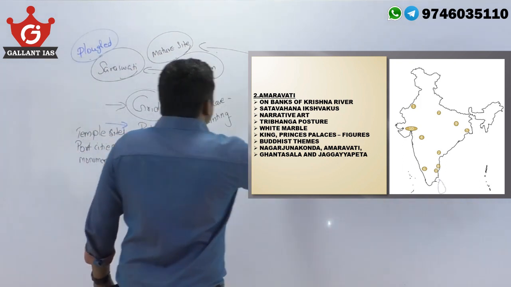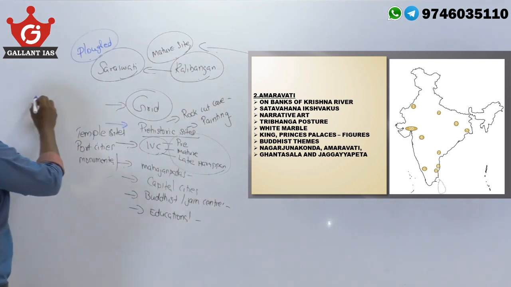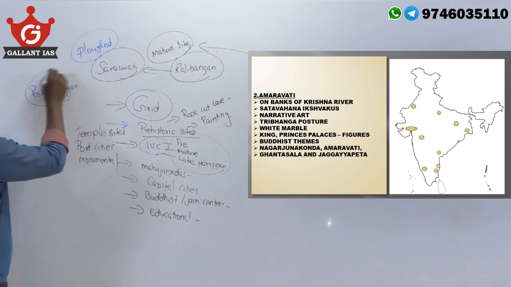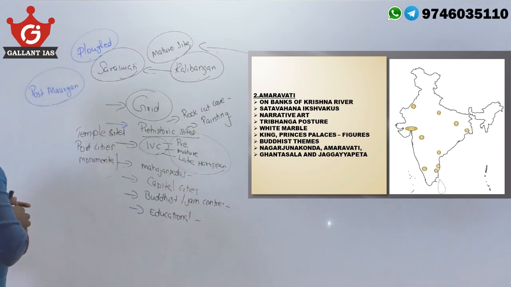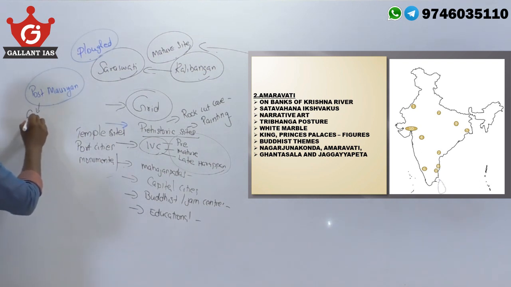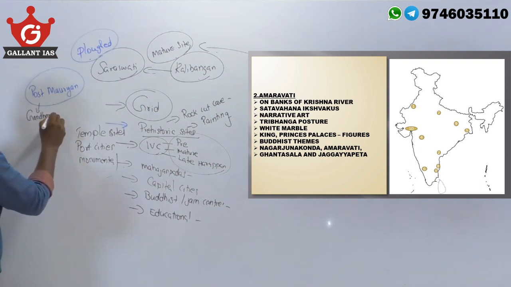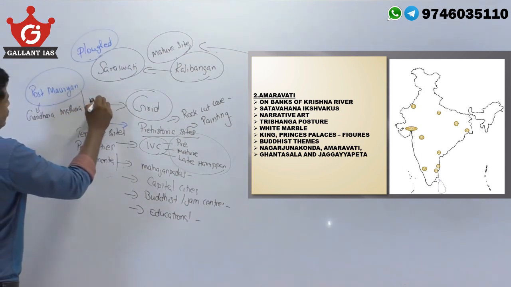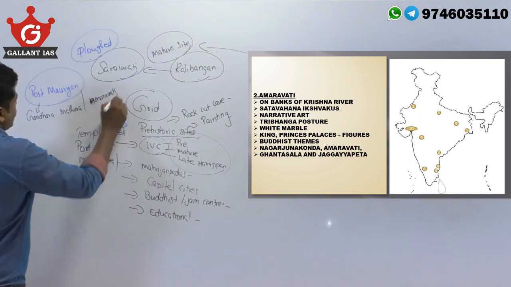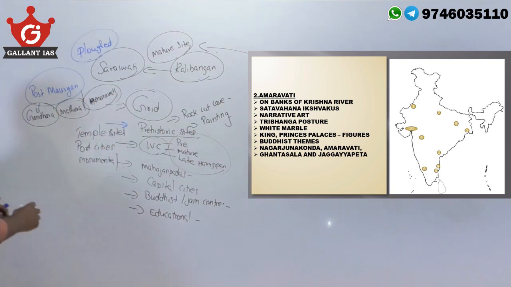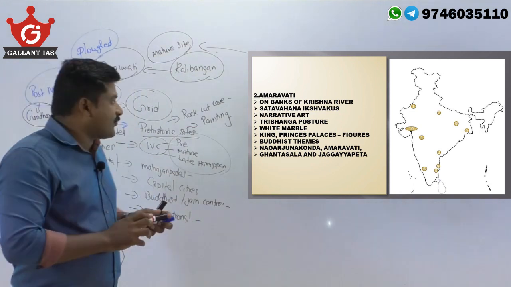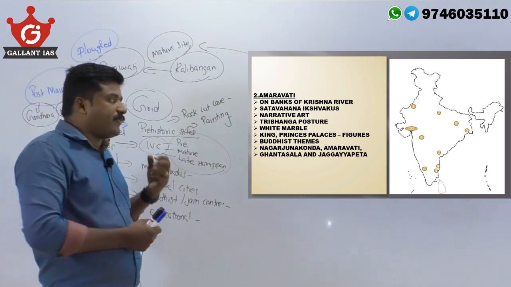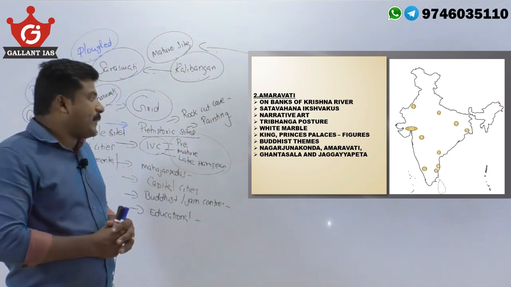Amaravati, you should understand, was one of the post-Mauryan schools of art. Post-Mauryan means Gandhara, Mathura, and Amaravati. These are the three main post-Mauryan schools of art. Amaravati is on the banks of the Krishna river, and the Shatavahanas were the chief patrons of this school of art, and later the Ikshvakus patronized it.